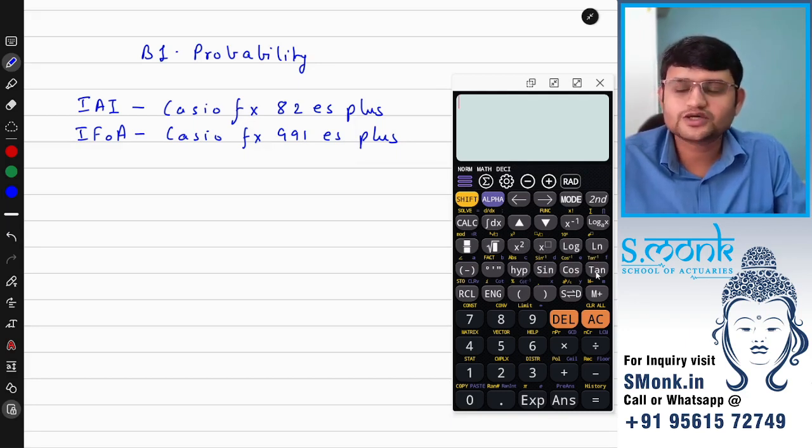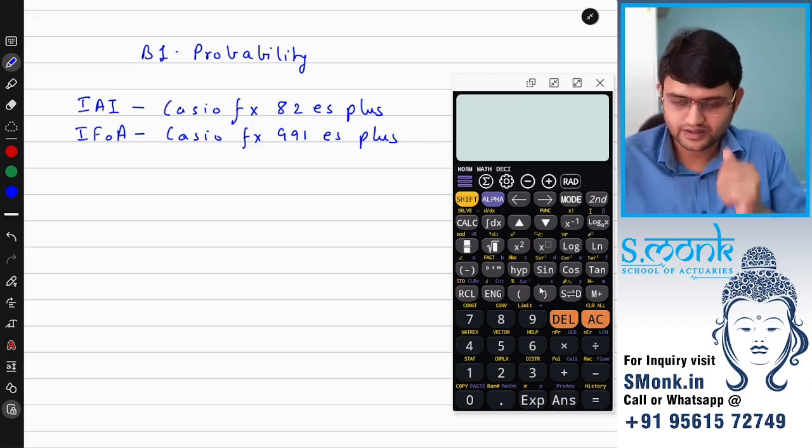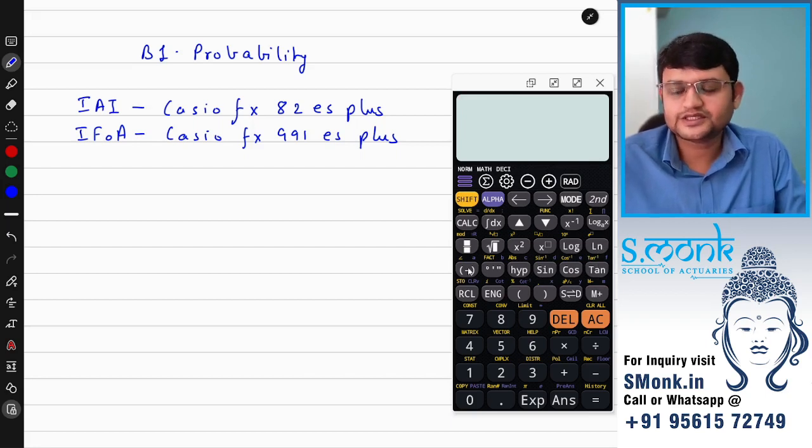Hyper, sine, cos, tan, these are all trigonometric functions. We are not going to use trigonometry, so these are of no use to us. Okay. Here you have some integration. Here you have raised to minus 1. This is used when you have to use log to base any other than 10 and e. So these are the basic keys.